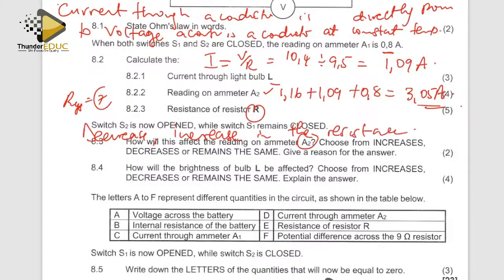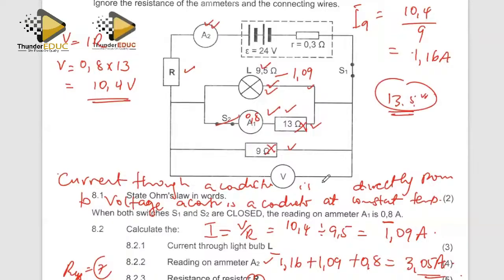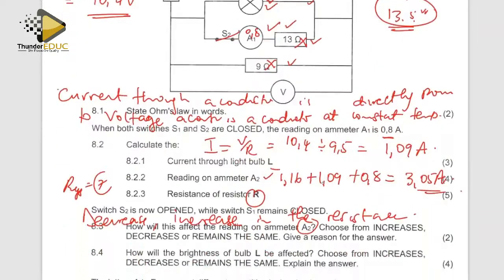Then how will the brightness be affected? We must choose increase, decrease. So now the resistance is increasing, right? How is that so? Because now look, if we are having just these two, this and that, we're going to have a total of 13, something, meaning that the resistance increased. If the resistance increased, the current must decrease. And how does this affect the brightness? The brightness will definitely decrease.